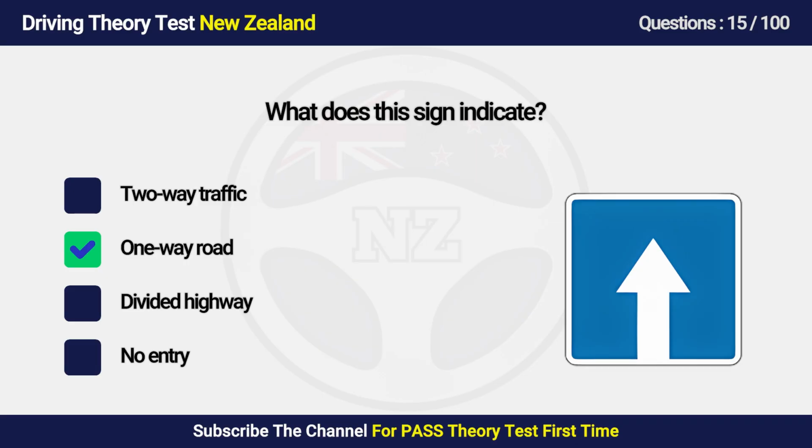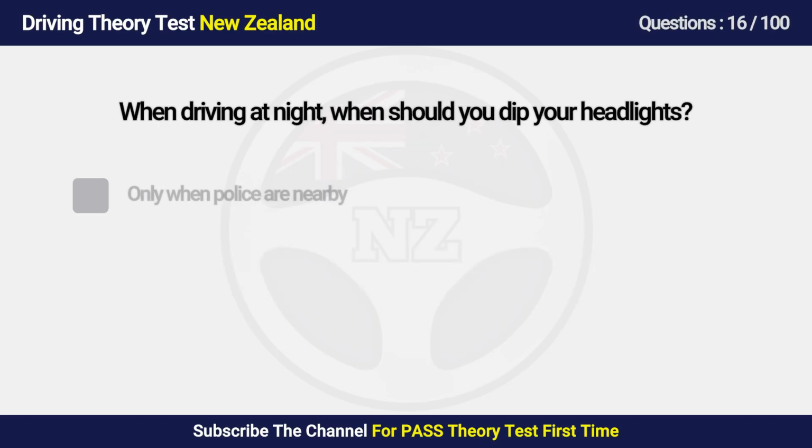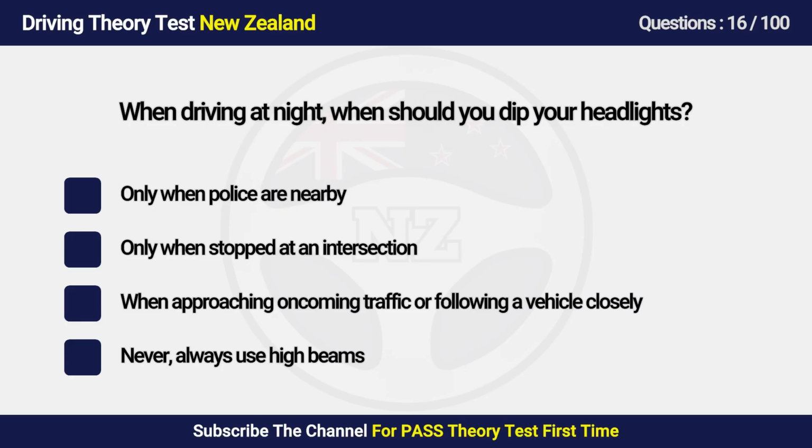Answer is B. One-way road. This information sign indicates that the road ahead is a one-way street, meaning all traffic travels in the same direction. Question 16. When driving at night, when should you dip your headlights?